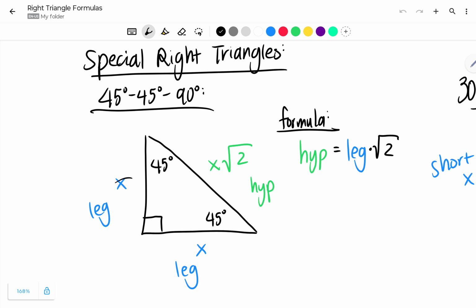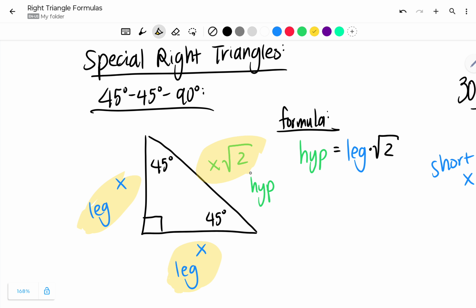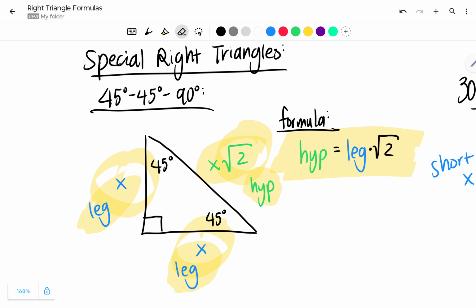Okay, the legs are equal to each other, right? They're always equal to each other. And then the hypotenuse is going to be whatever the leg is times square root 2. So that's where this formula comes in. Okay, so let's try it out.